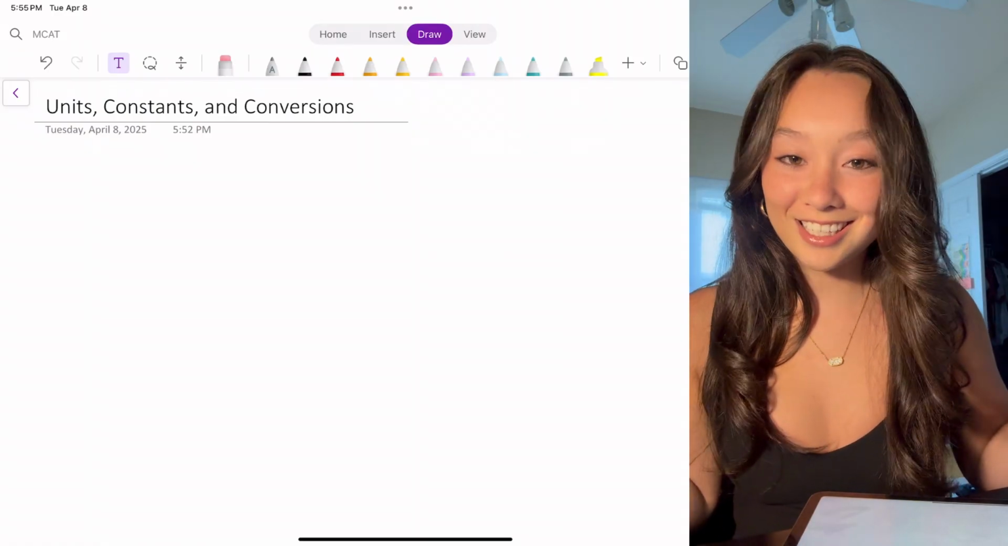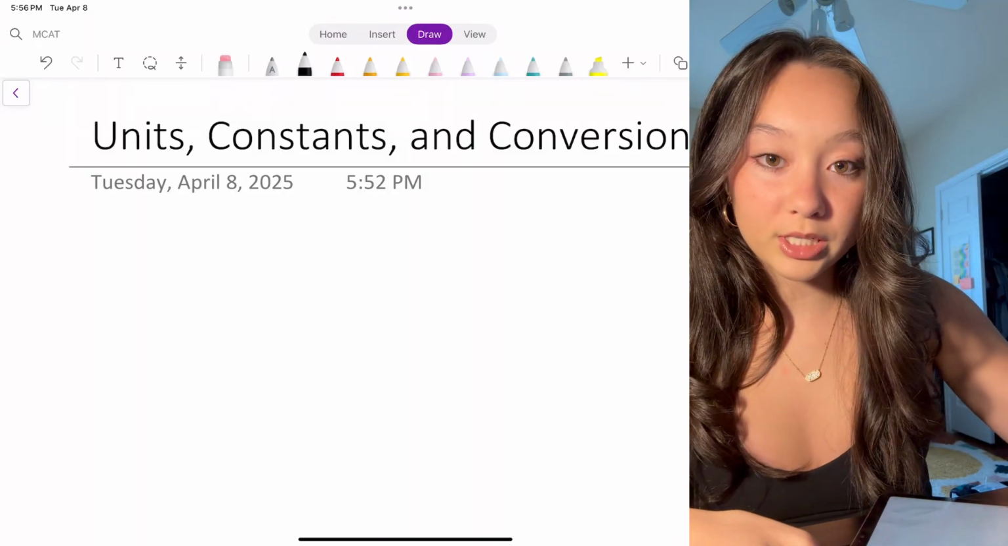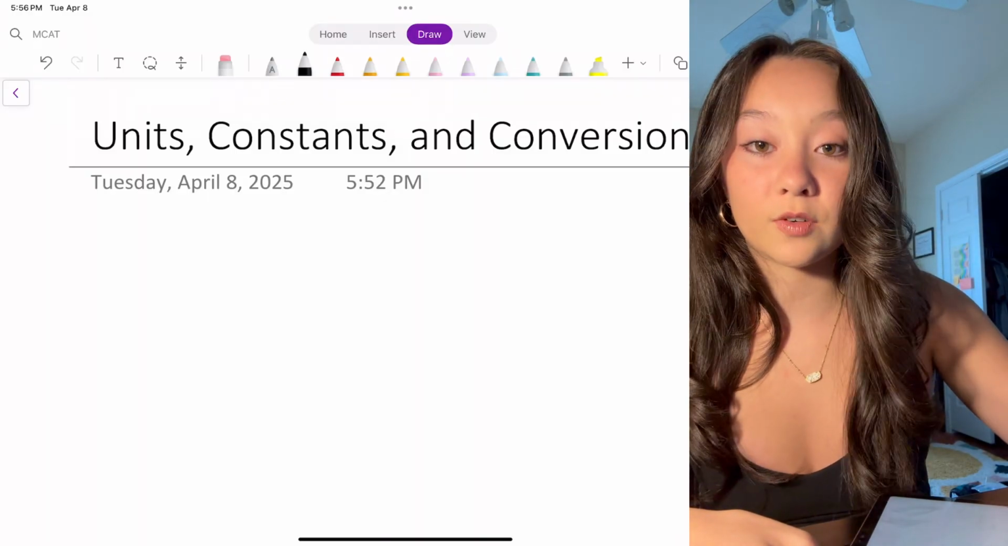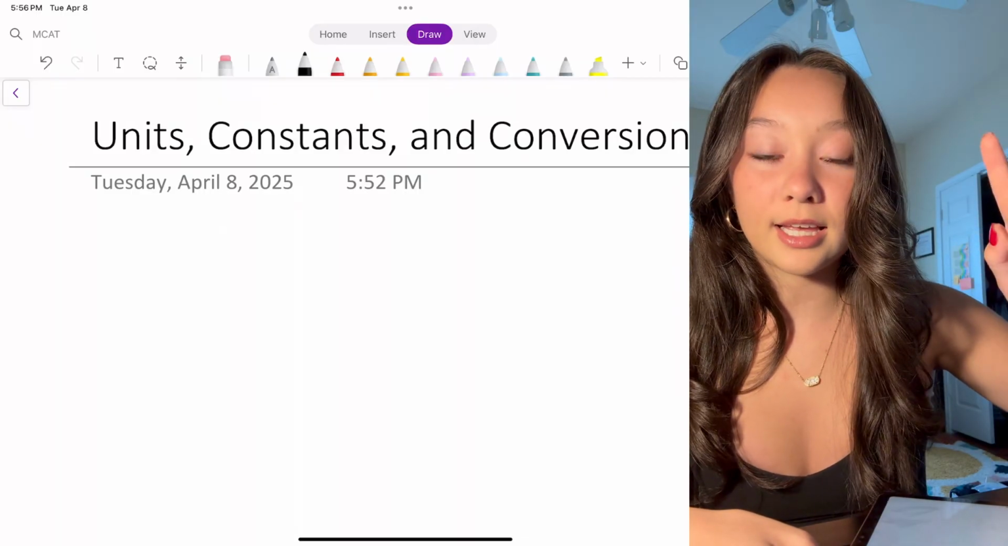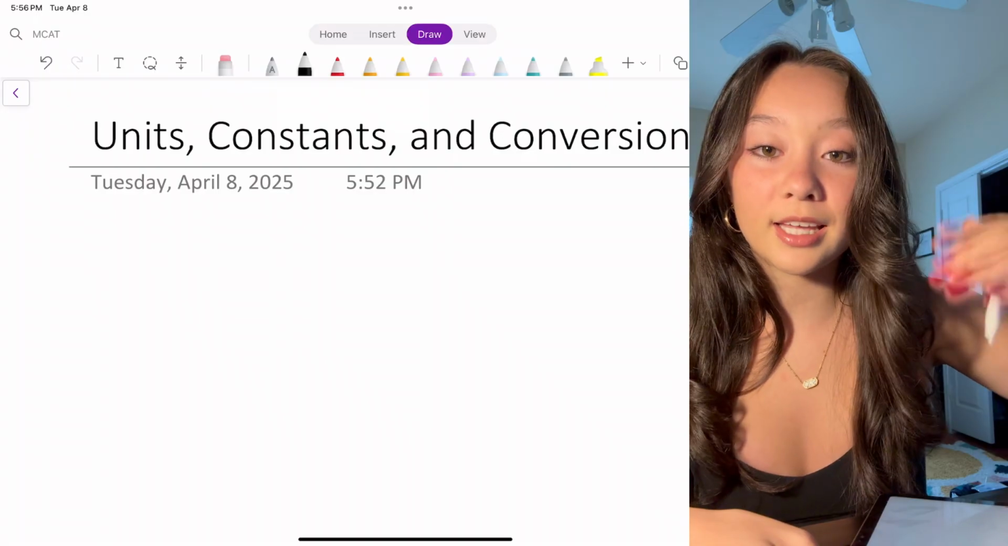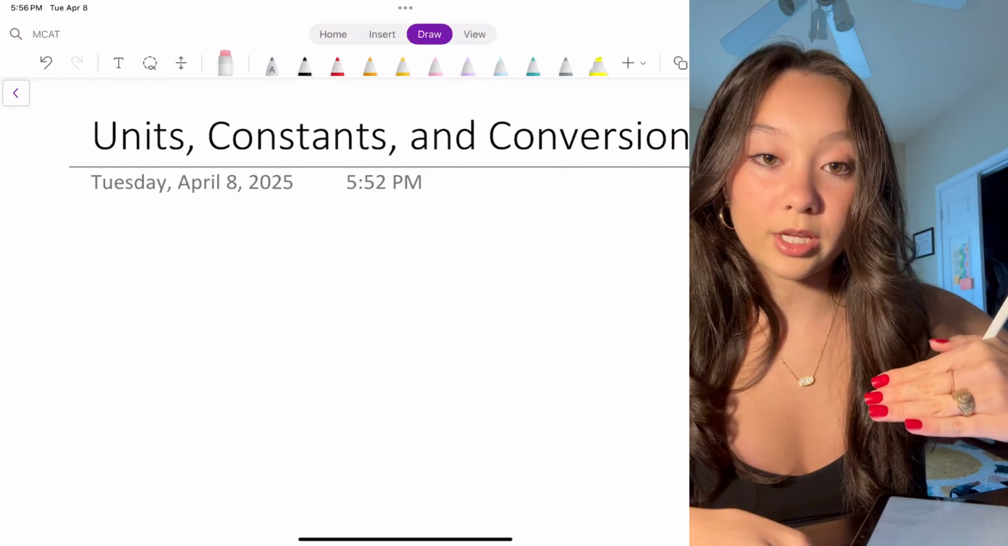So let's get started. First I want to talk about all the different prefixes that you're going to need to know for the SI units and conversions. By prefixes, I mean like micro, milli, stuff like that, and what their associated 10 to the power of X would be. So we're going to start at the biggest and then work our way to the smallest.